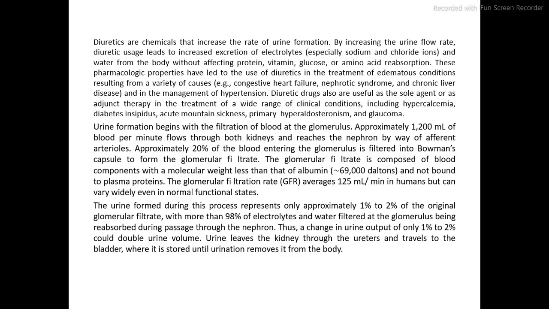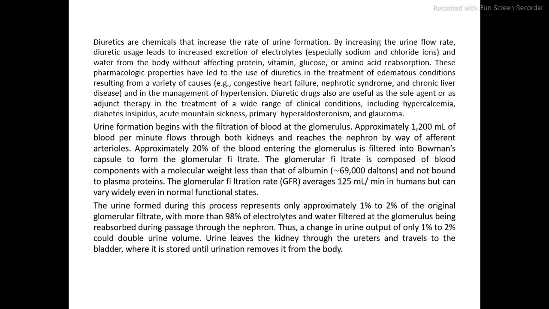So what is diuretics? Diuretics are the substances which increase the rate of the urine formation. After administration of diuretics, the urine is formed. Now, who is going to form urine? The urine is formed in the nephron. Nephron is the functional unit of the kidney. So what is diuretics? Diuretics are the substances which increase the rate of the urine formation.